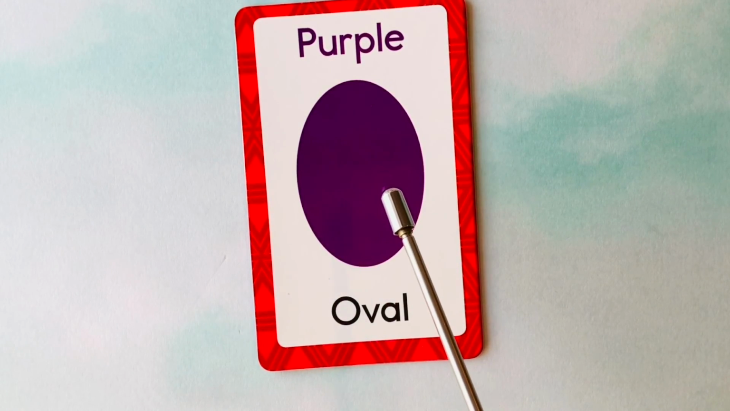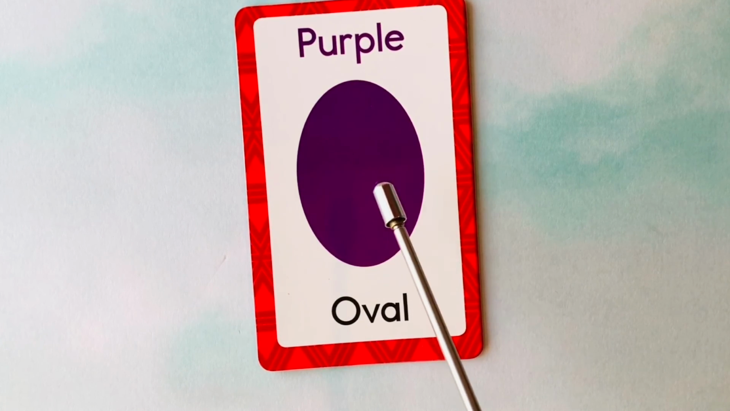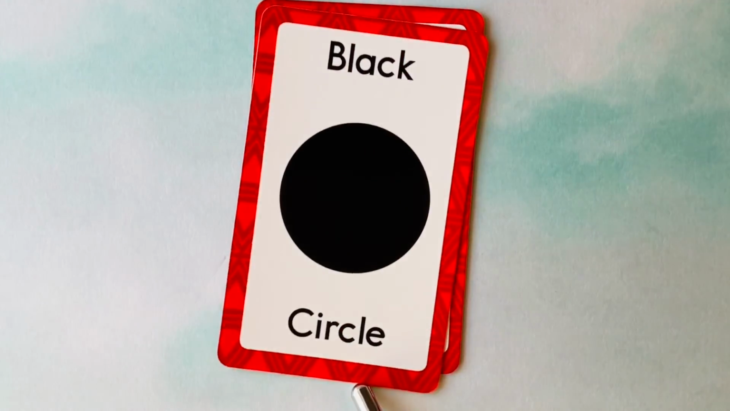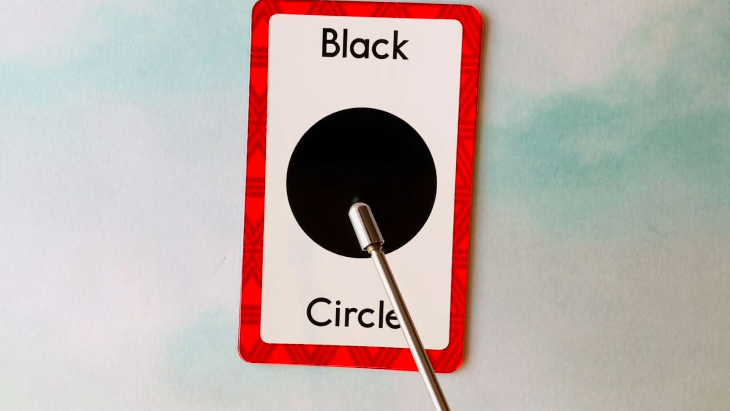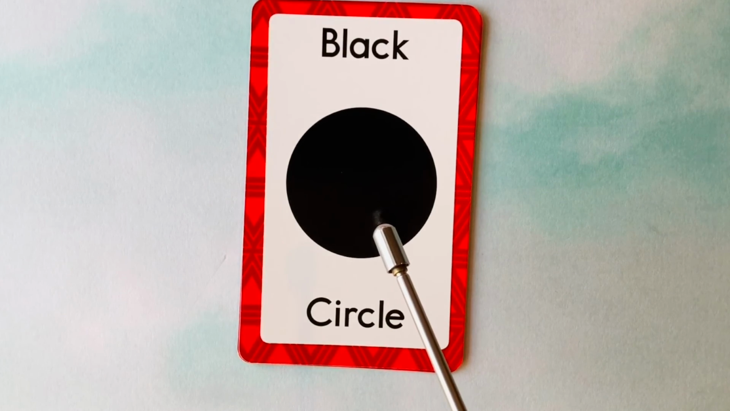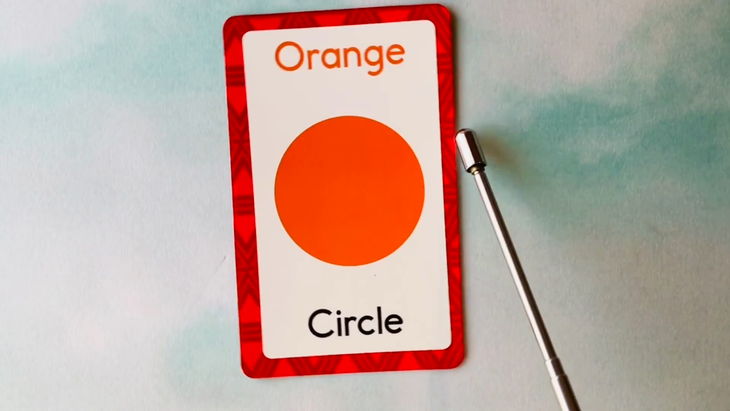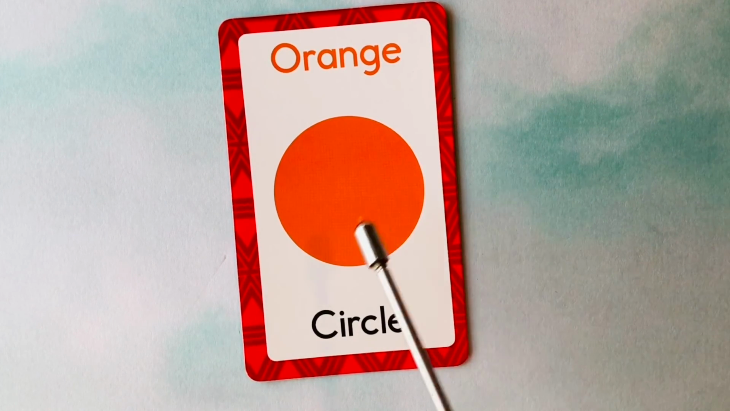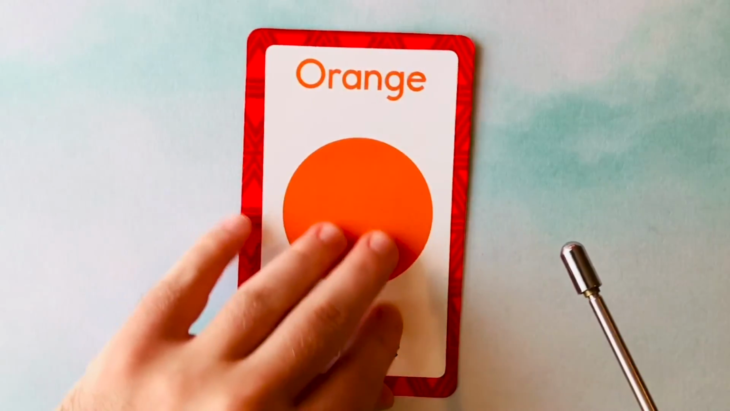This is also an oval. What color is this oval? It's a purple oval. This is a circle. What color is this circle? It's a black circle. This is also a circle. What color is this circle? It's an orange circle. Nicely done.